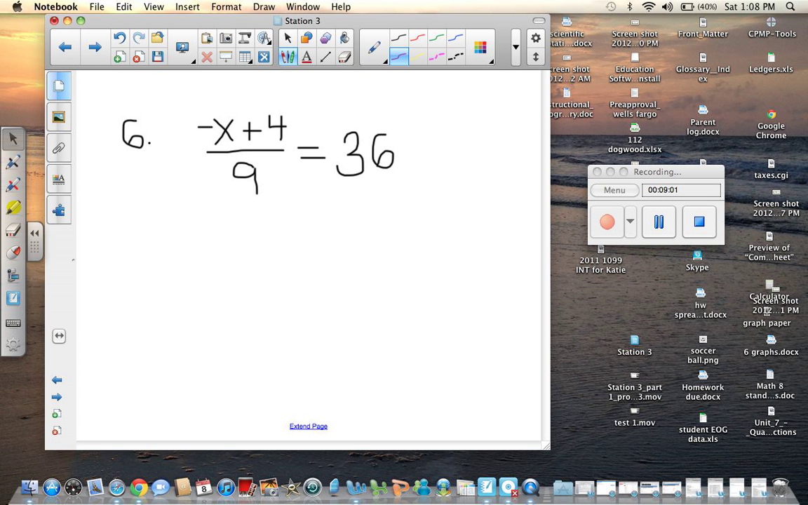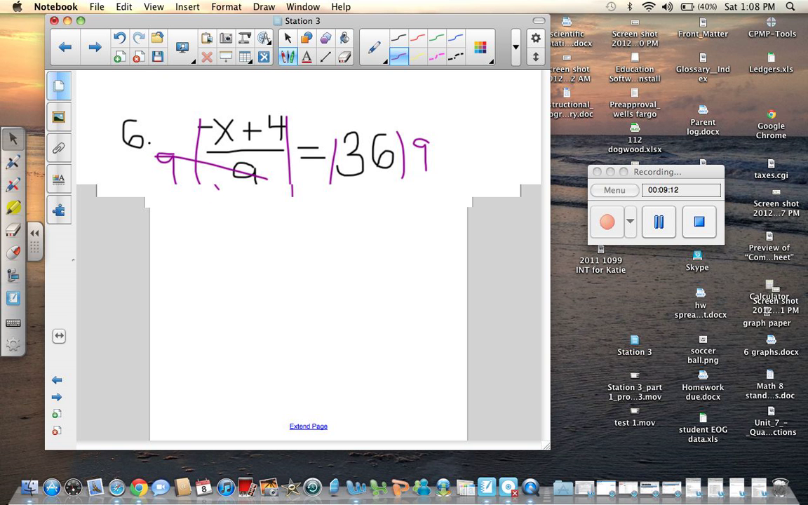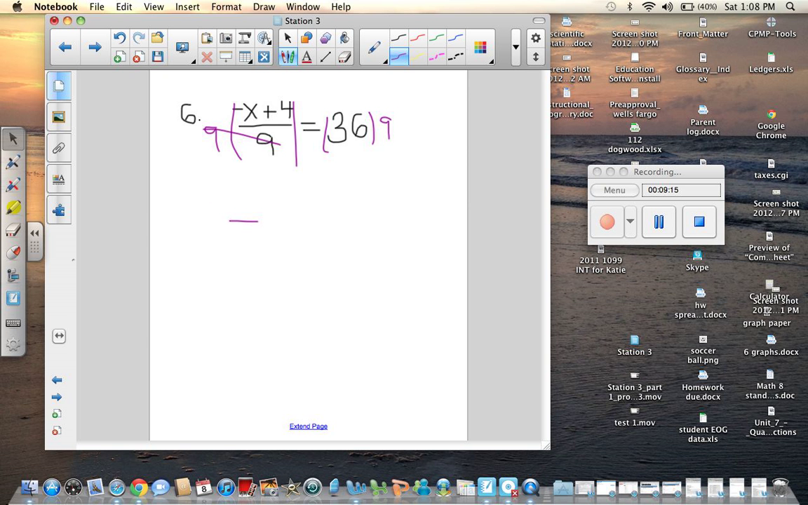And then let's quickly do this last problem. You multiply each side by 9. And on the left side, 9 divided by 9 equals 1. So we're left with -x plus 4. And then on this right side, we take 36 and we multiply it by 9, and we get 324.